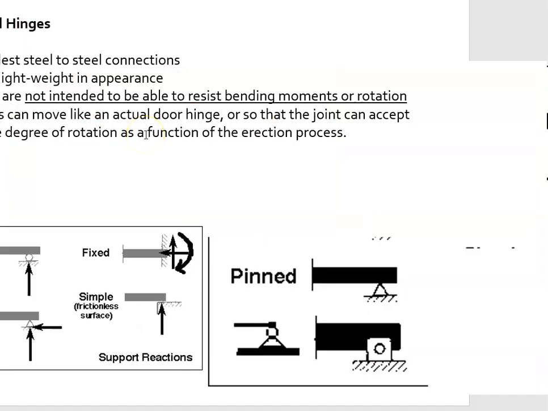Pins and hinges. Okay, so here are our pins. All right, so simplest steel to steel connections, lightweight in appearance, not intended to be able to resist bending moments or rotation. So they are allowed to rotate at one point. Joints can move like an actual hinge door, so that the joint can accept some degree of rotation as a function during the erection process.